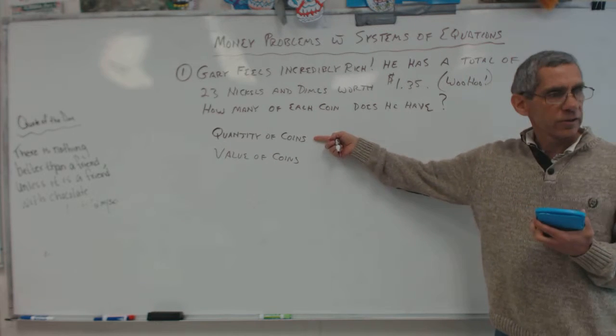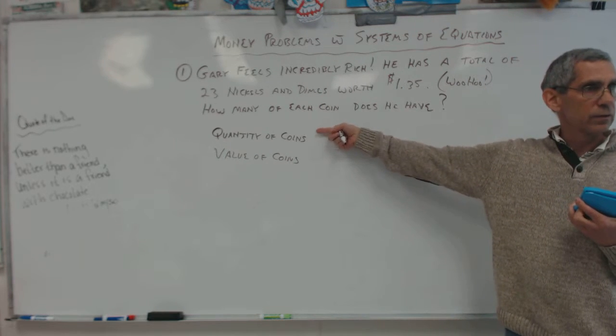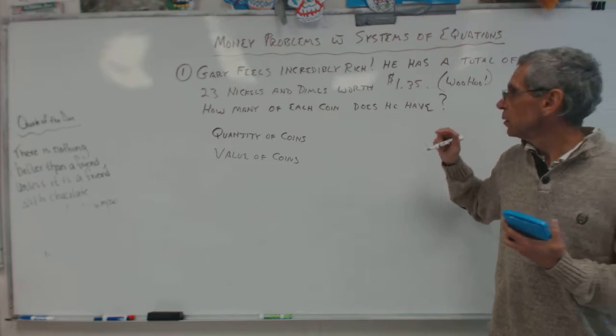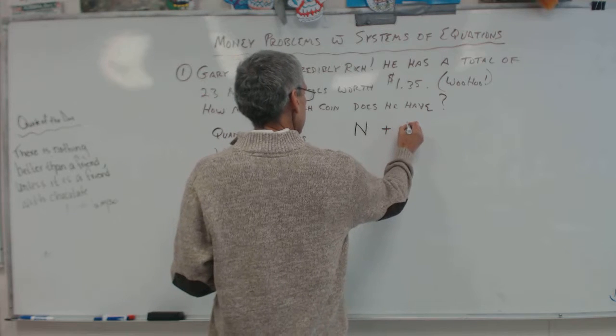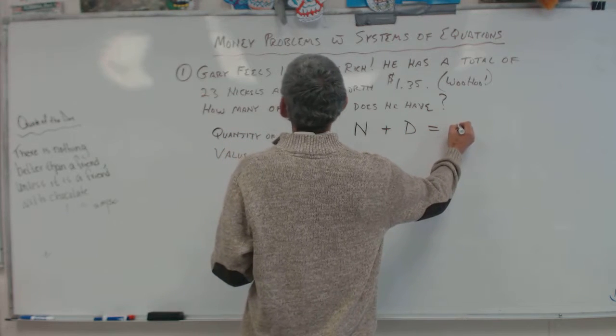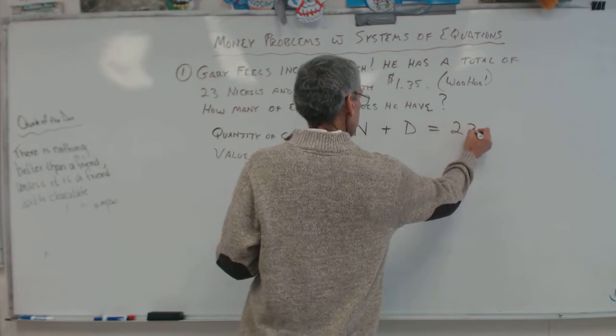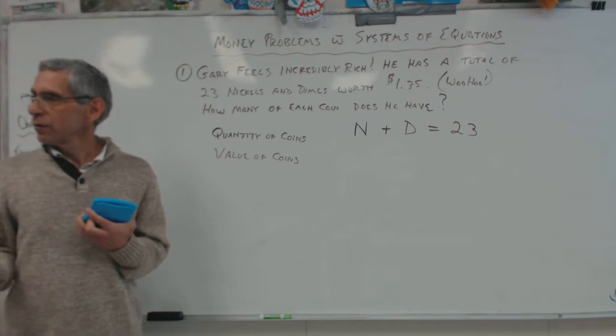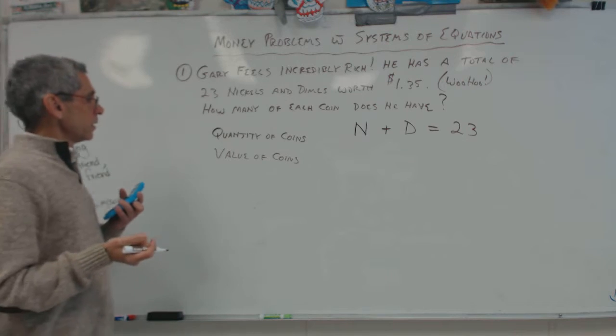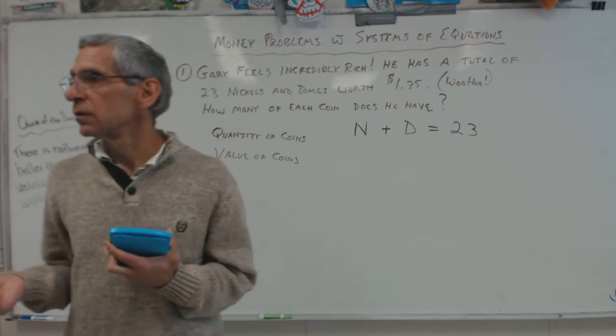All right, so let's start with what we can do. Quantity of coins. What would that be? N plus d equals 23. Okay, so n stands for nickels. I got n plus d equals 23. Does everybody agree with that? That's pretty straightforward, right? Okay. Now, value of coins.